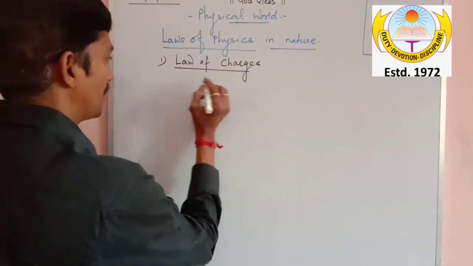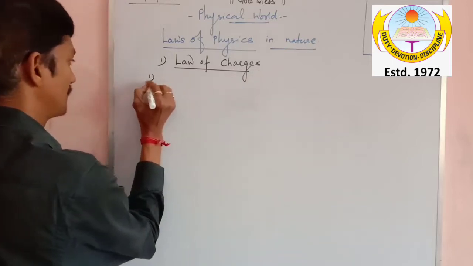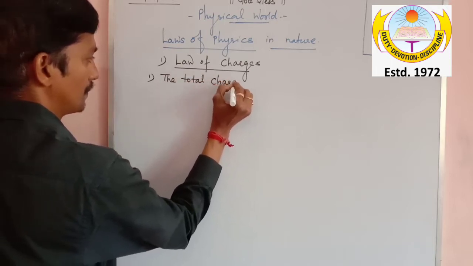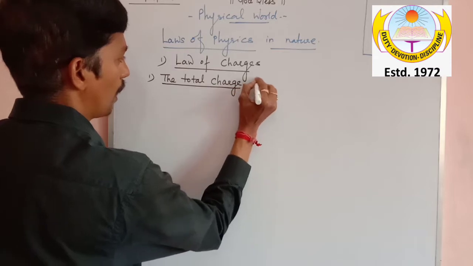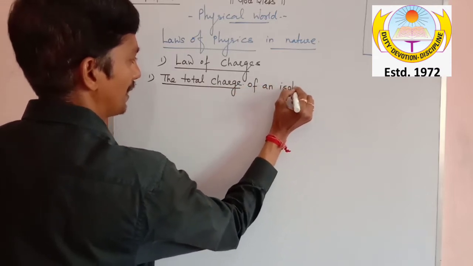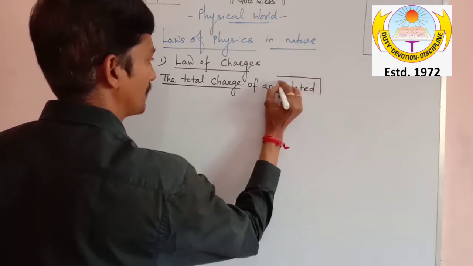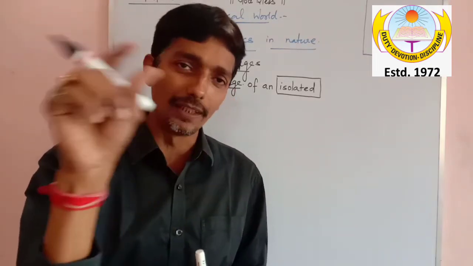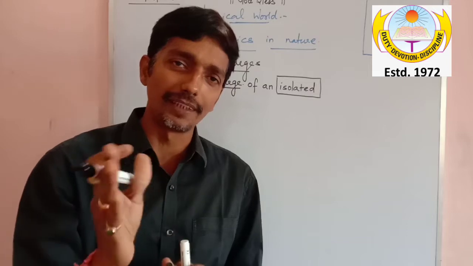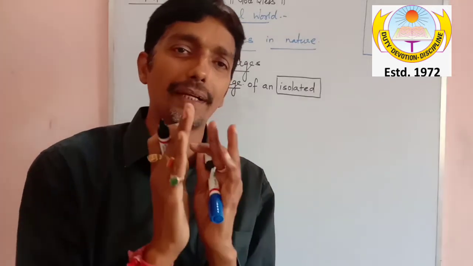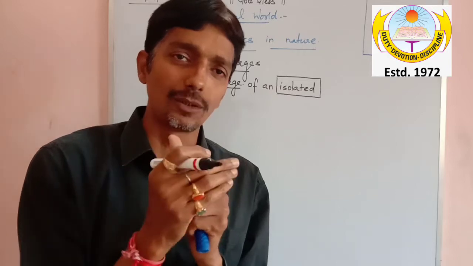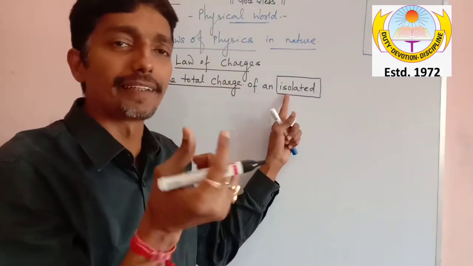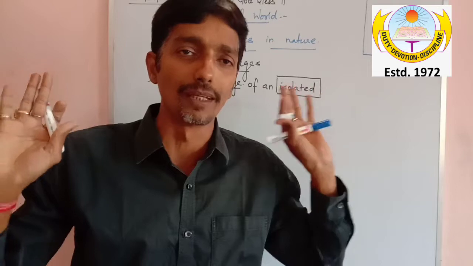Now, the first statement of the law of charges: the total charge of an isolated system. My dear, here I will give you the knowledge about isolated. You all know that nowadays we are going through the coronavirus. Every time on the news channel you hear about isolation. The patient is kept in isolation. Isolation is nothing but separate. No other thing will come inside that. That is called isolated. Isolated means one and only one, separate, individual.